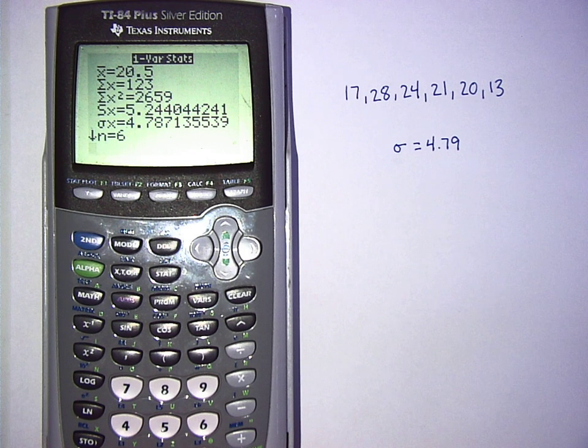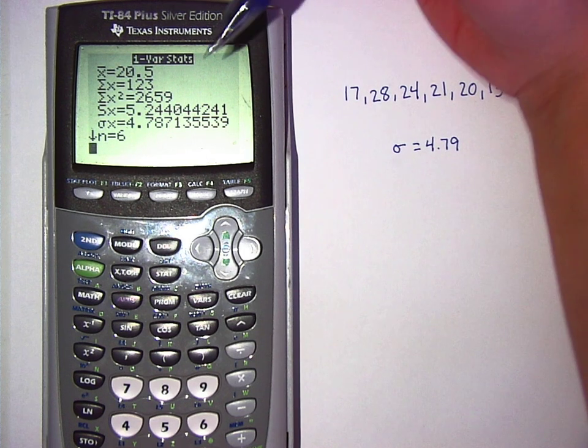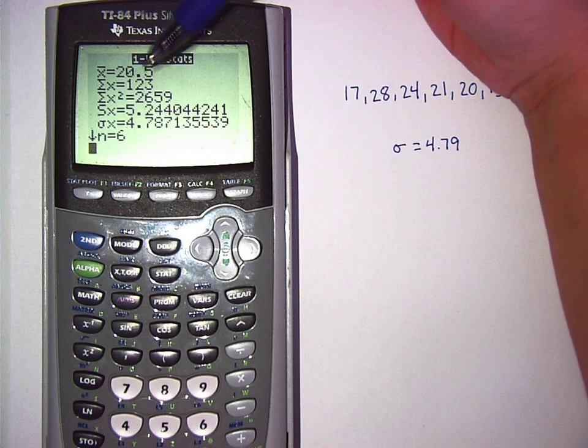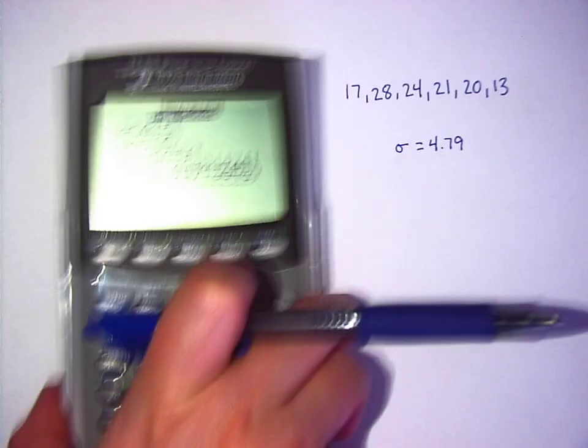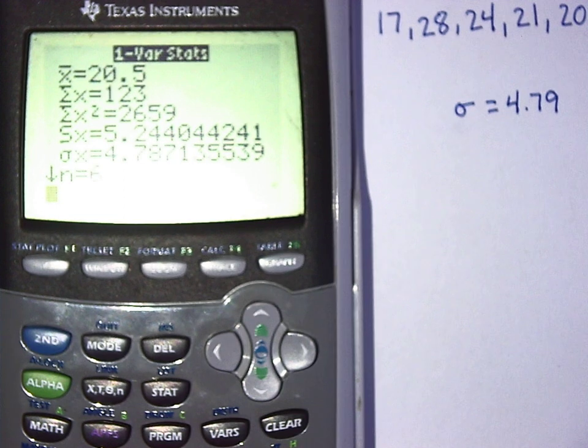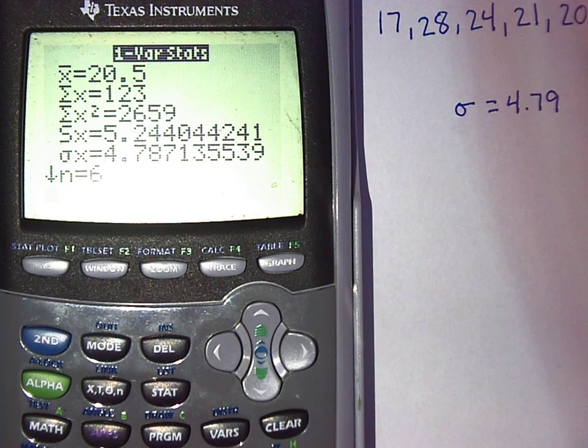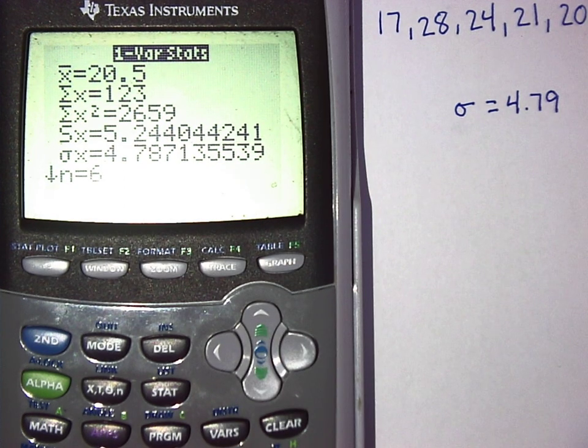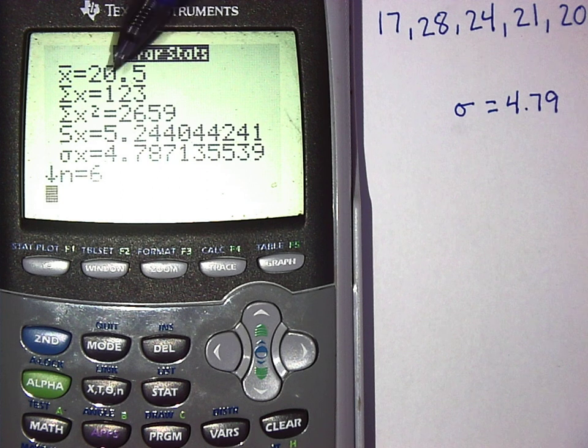All right, so let's talk about what these things are. What's X bar? I know, but what does it mean? The average, right? Yeah, it's the mean, it's the average. So there's your average right there, which we had found when we had done this by hand, that our x bar was 20.5.